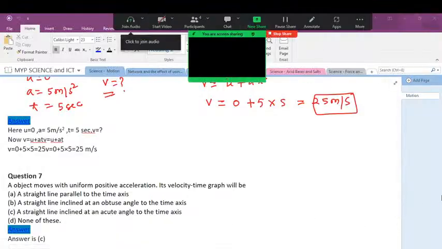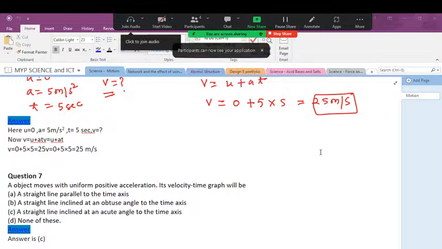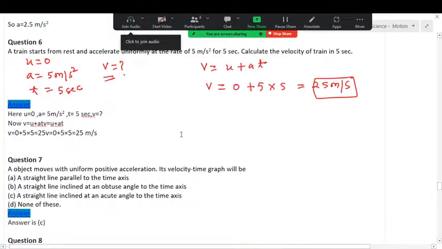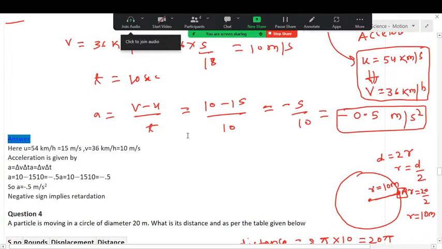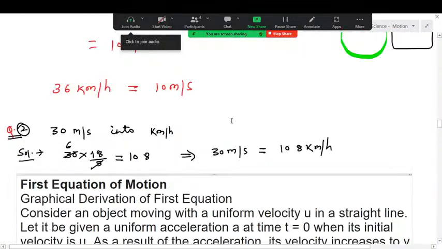Tell me, what are those equations of motion? Yeah, v is equal to u plus at.